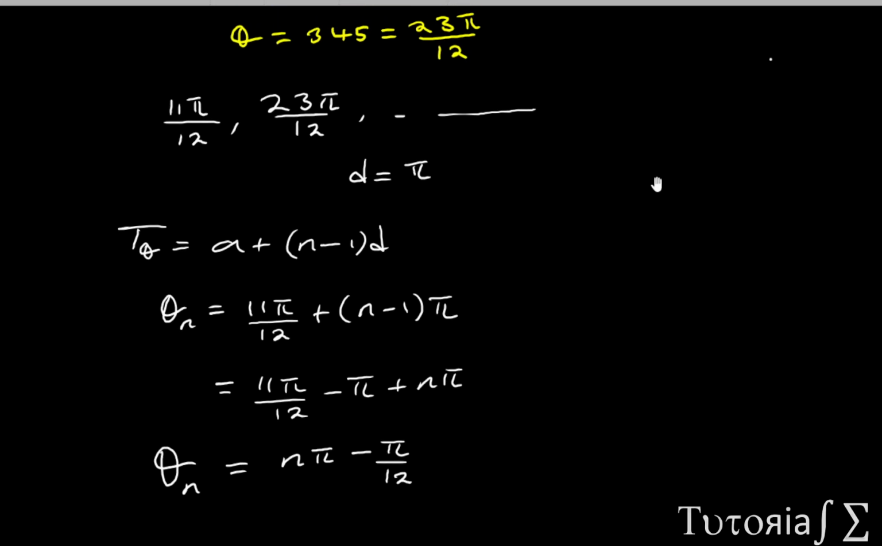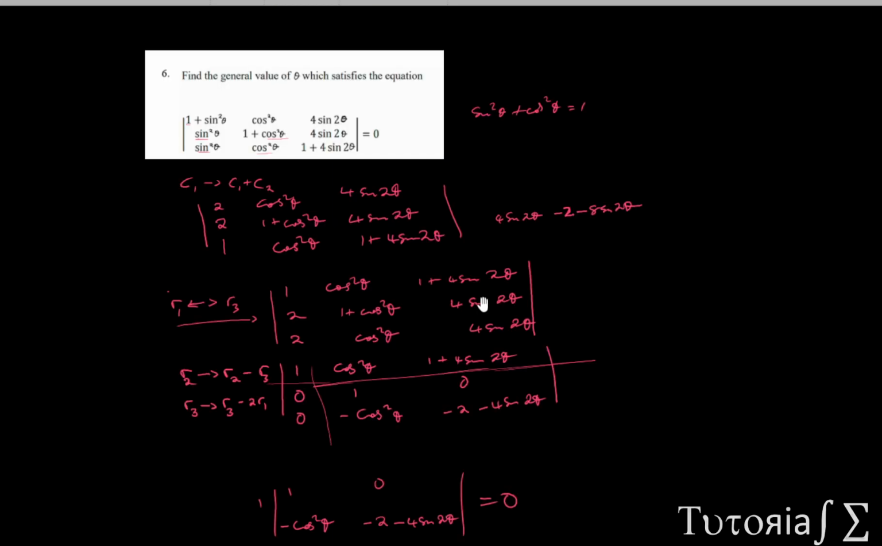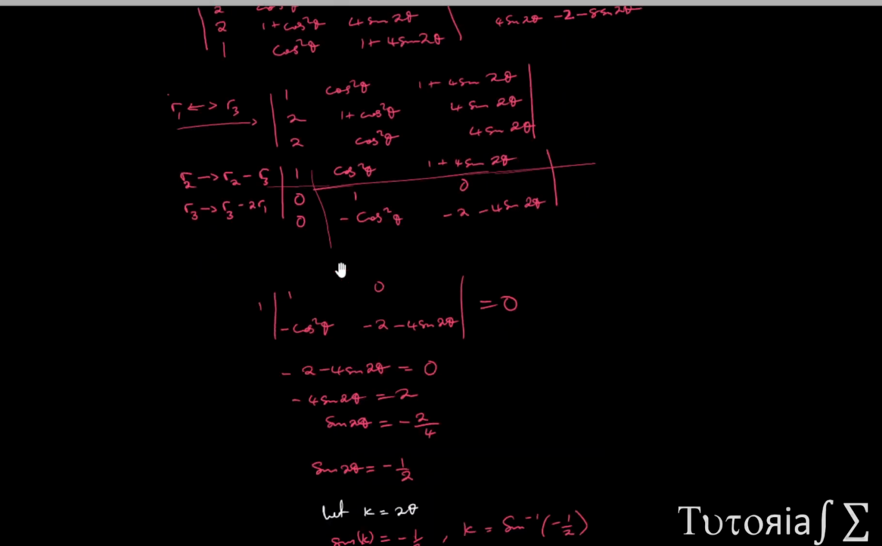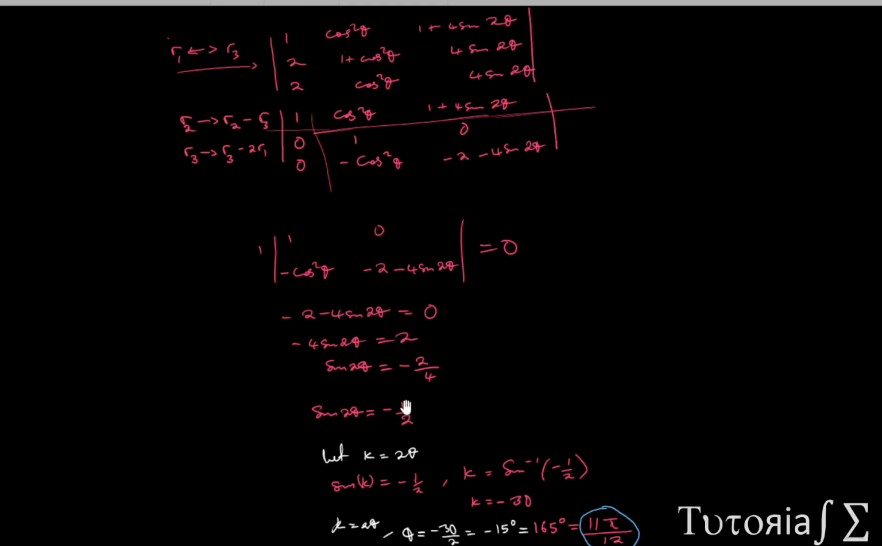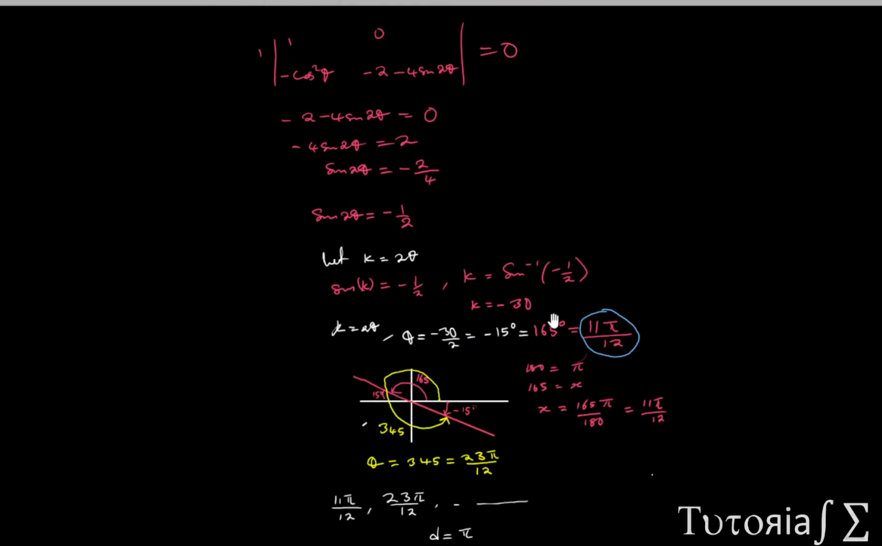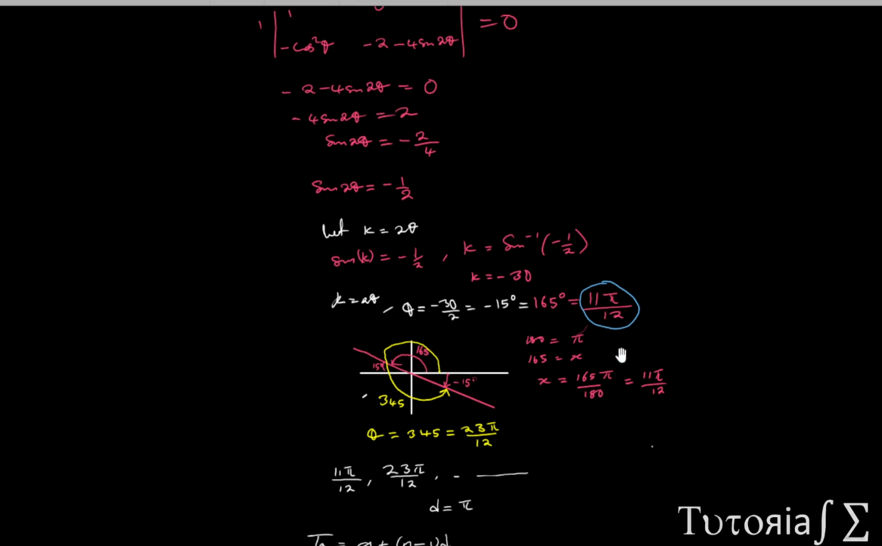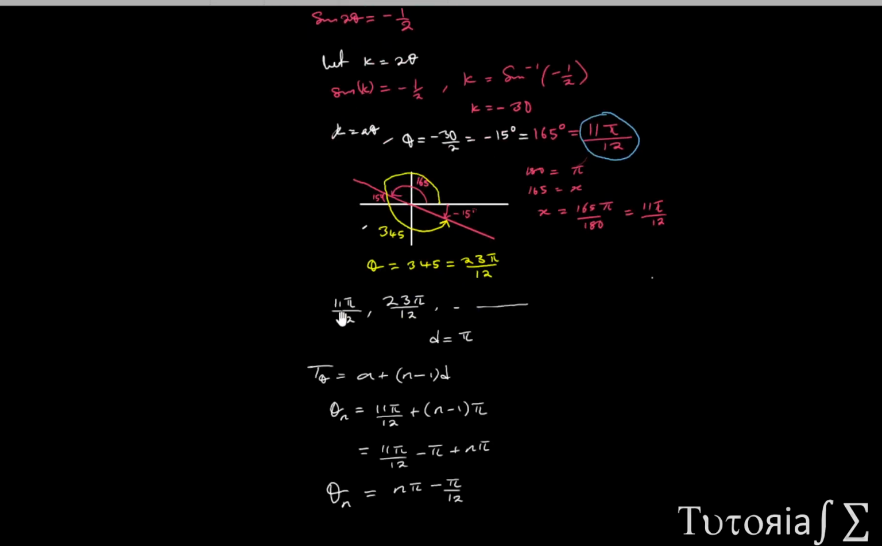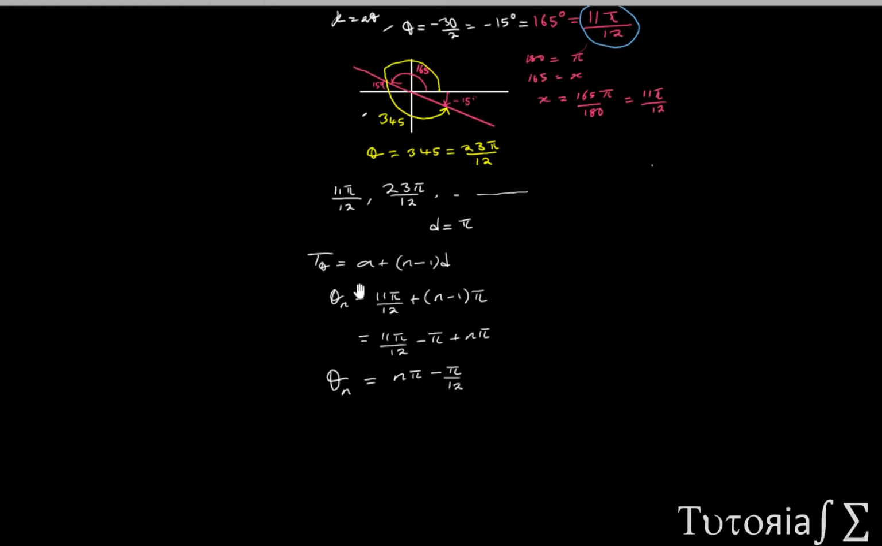So that's basically it. That is how you are supposed to work out the problem. Maybe just a run through. Find the general value of theta which satisfies this equation. We first started by simplifying until we found sine 2 theta equals to that. We found the values of theta in radians. Then we created a sequence. Then from there, we found the general value of the sequence. So that's basically it.